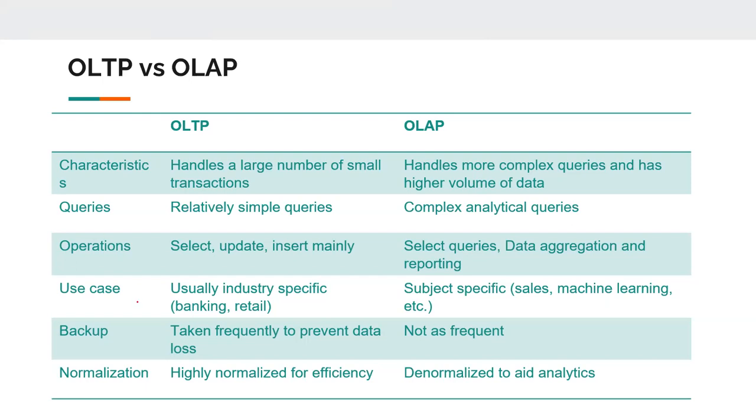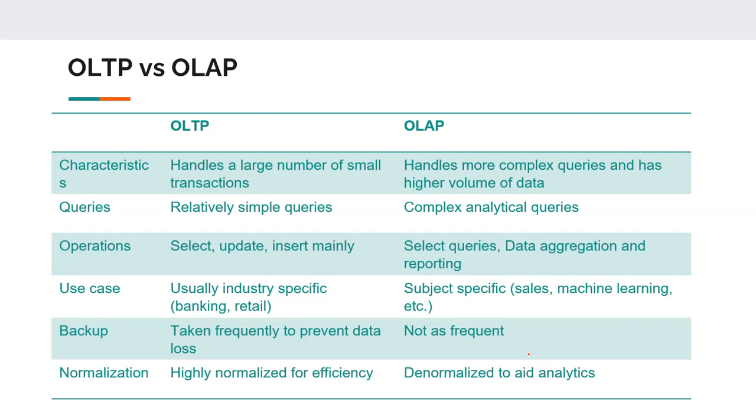Then the backup, taken frequently to prevent data loss. One of the major operations in online transactional processing is frequent backup, so that in case there's a failure at any point in time, you can use your backup to bring back the database or rectify the failure. But for OLAP, since it's more of selects and data aggregation, you don't have to take backups frequently since there are less frequent updates on the database.